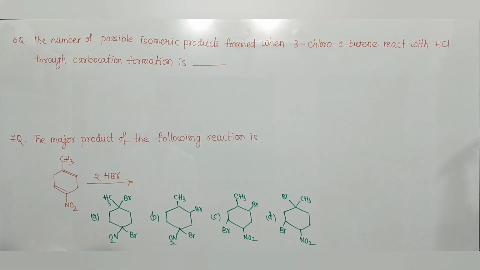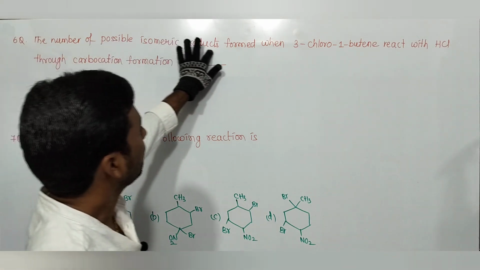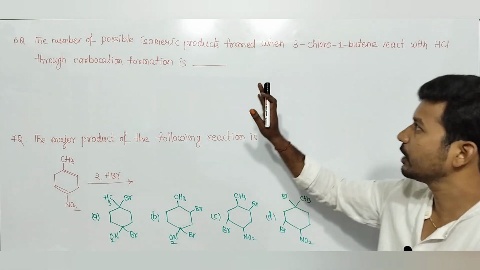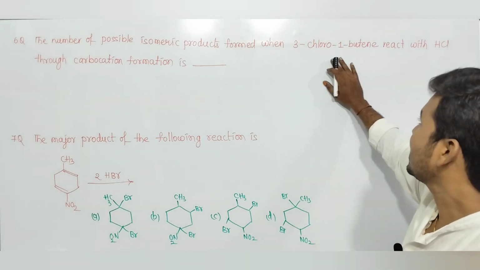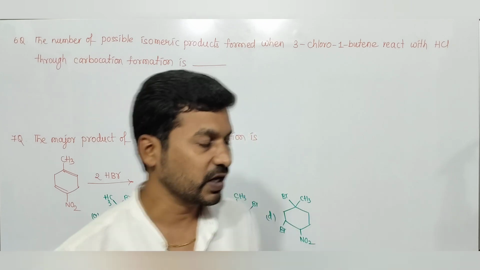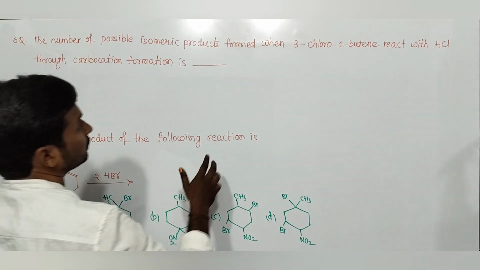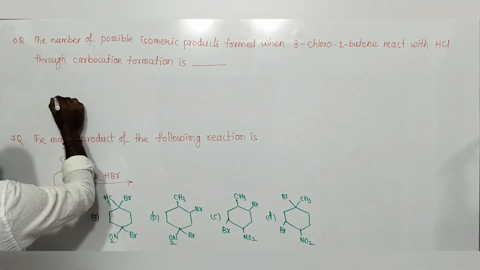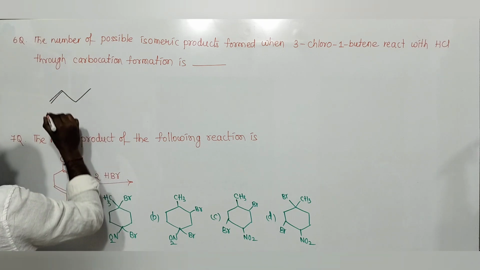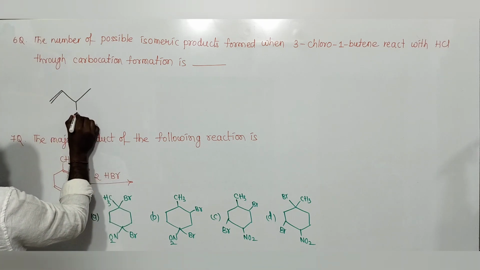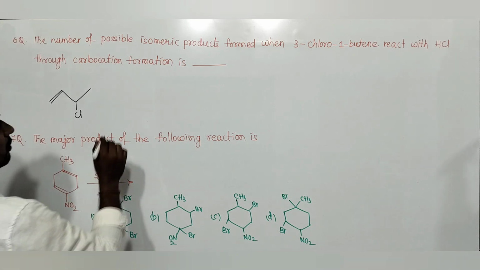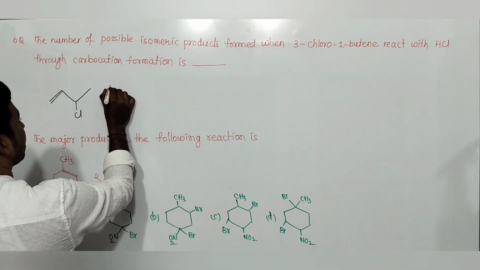Next, see this question. The number of possible isomeric products formed when 3-chloro-1-butene reacts with HCl through carbocation formation. First take 3-chloro-1-butene. So first 1-butene. This is 1-butene, 3-chloro, third position chloro. 3-chloro-1-butene when treated with HCl.